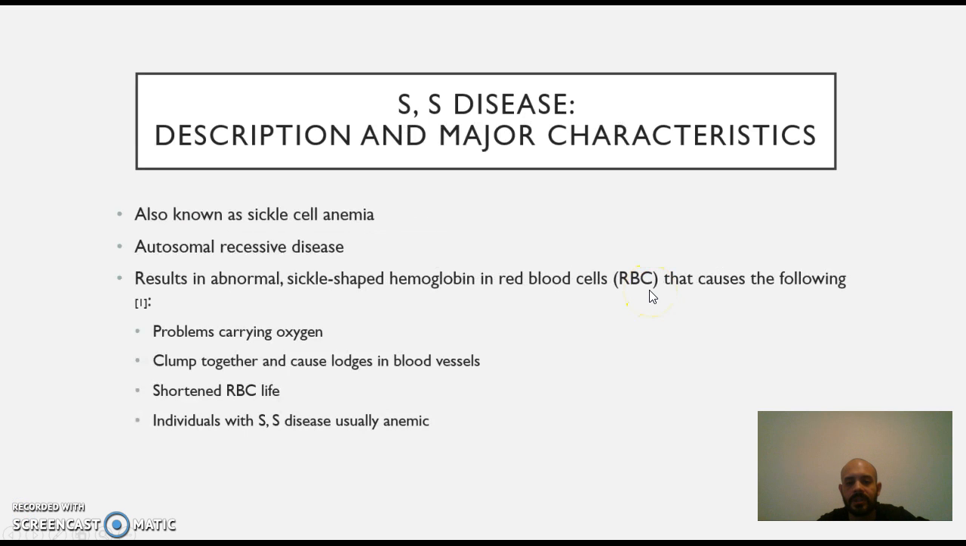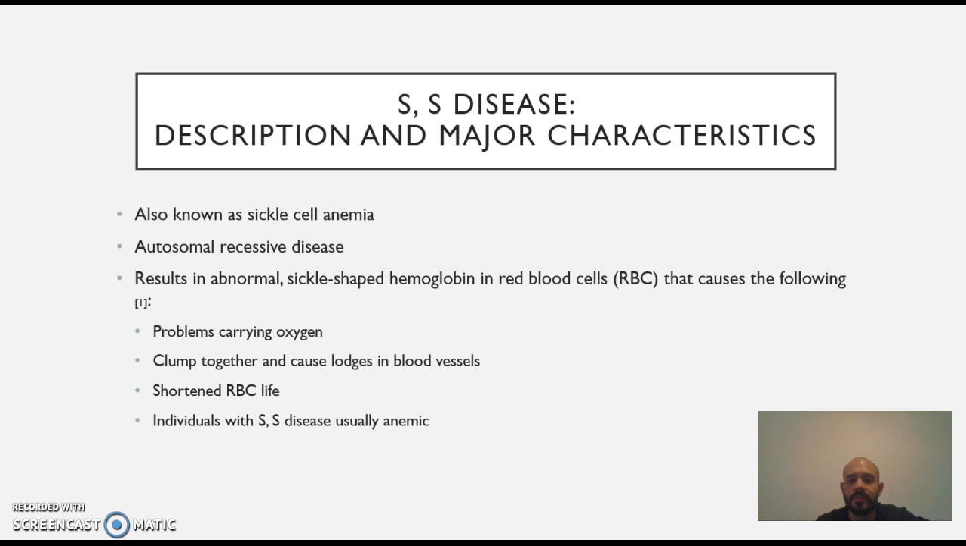Sickle cell disease, description and major characteristics. Sickle cell anemia is a genetic disorder which affects hemoglobin and the red blood cells. It's an autosomal recessive disorder, which means that the offspring must inherit two mutant alleles, one from each parent, to inherit the disease and to express it phenotypically.